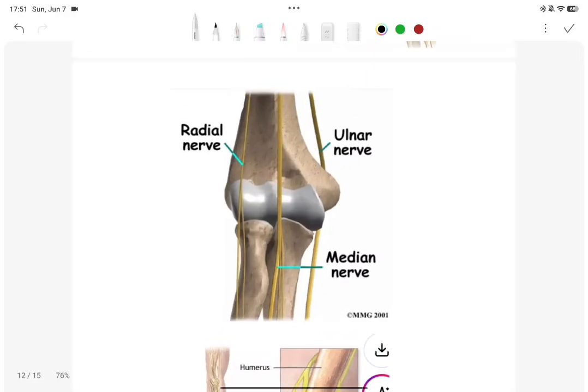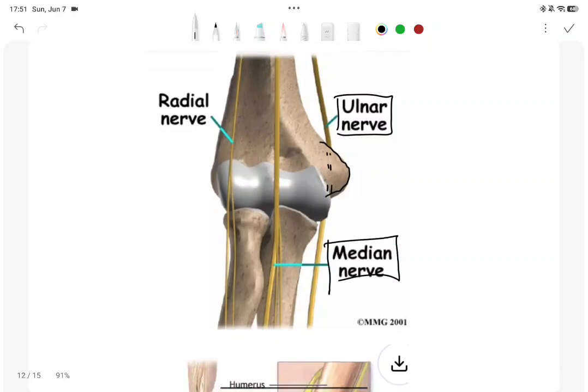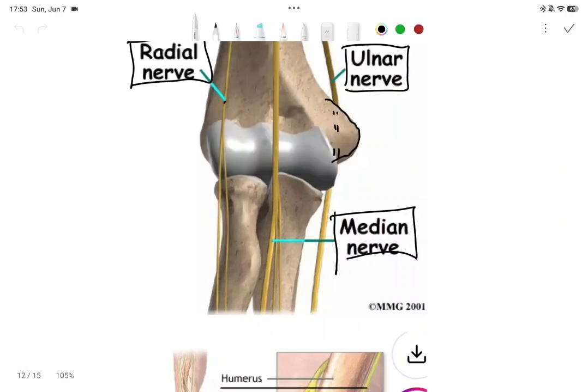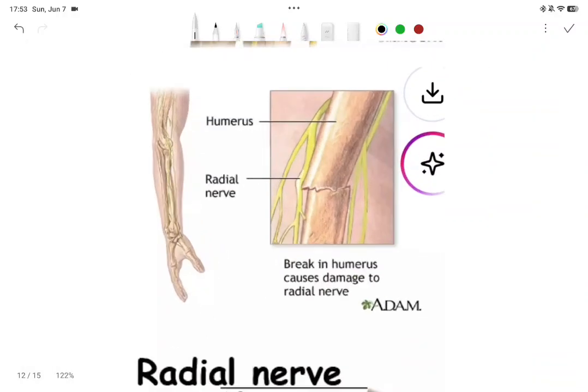So at the elbow joint, this is the ulnar nerve just behind the medial epicondyle. So just behind the medial epicondyle is the ulnar nerve, है. So this is the ulnar nerve. So there is the median nerve in the cubital fossa. And this is the radial nerve, which gives two branches, that is the deep branch and the superficial branch. And as you can see here, also this is the radial nerve.